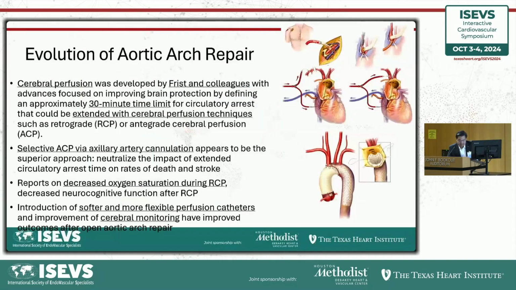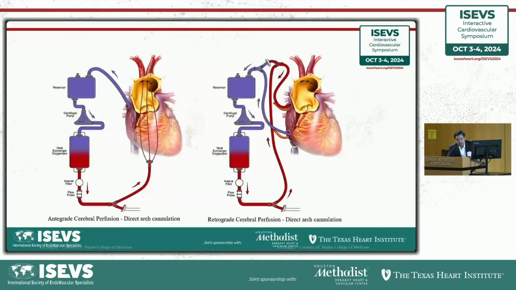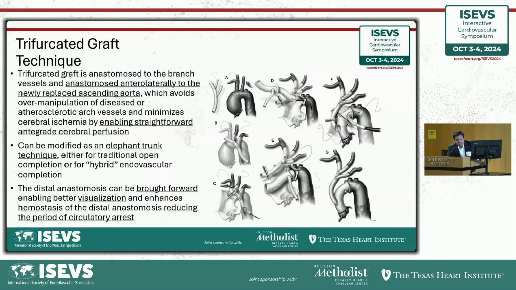Hypothermic circulatory arrest with antegrade cerebral perfusion neutralized the impact of extended circulatory arrest periods on death rates and stroke. Smaller, softer, and more flexible catheters for antegrade cerebral perfusion and improvement in cerebral monitoring have improved outcomes in open arch repairs. Trifurcated graft to aortic arch branch vessels avoids over-manipulation of diseased arch vessels and minimizes cerebral ischemia by enabling antegrade cerebral perfusion. Distal anastomosis can be brought forward for better visualization, decreasing circulatory arrest time, and enhances hemostasis.